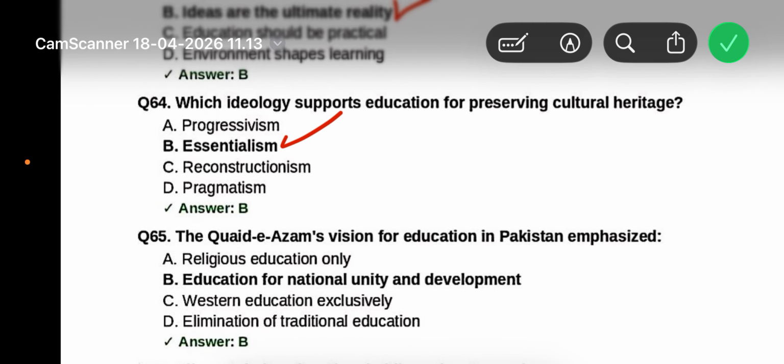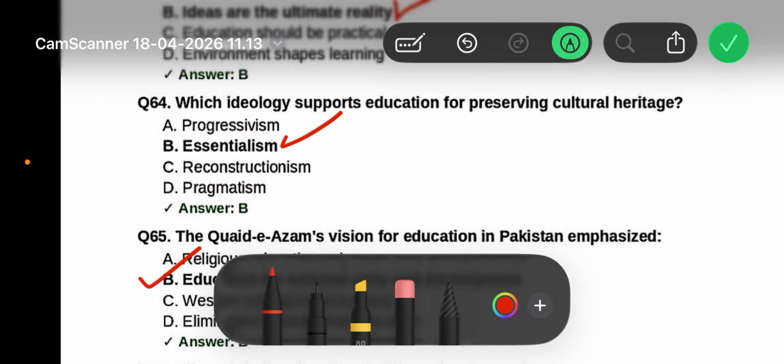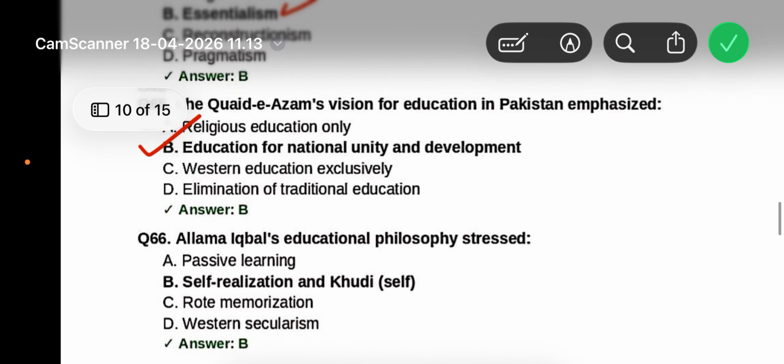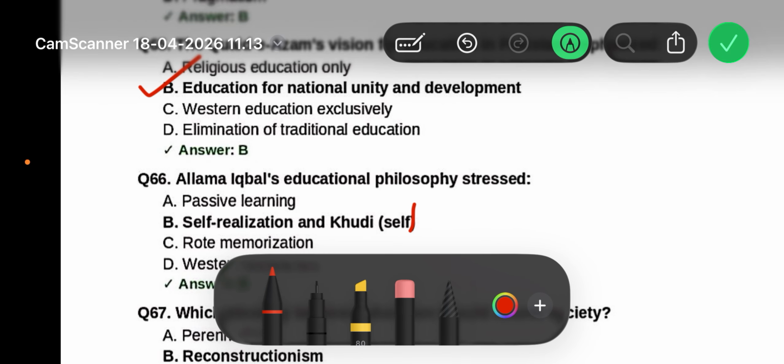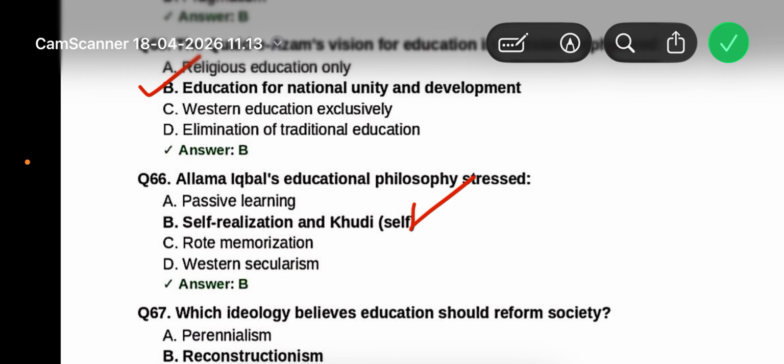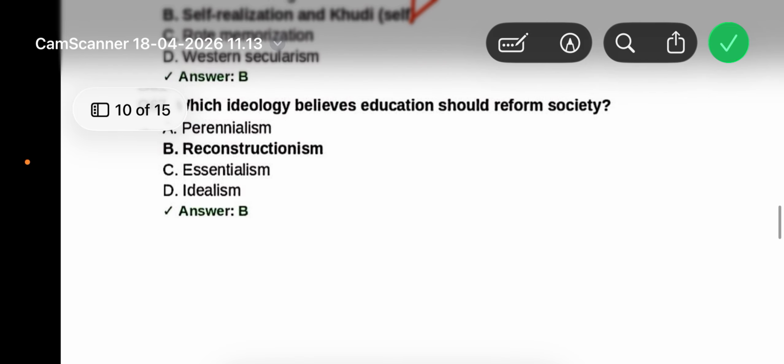Question number 65. Quaid-e-Azam's vision for education in Pakistan emphasized education for national unity and development. Option B. Question number 66. Allama Iqbal's educational philosophy stressed self-realization and khudi. Khudi ko kar bulande itna. It is reflected in self-realization and khudi.